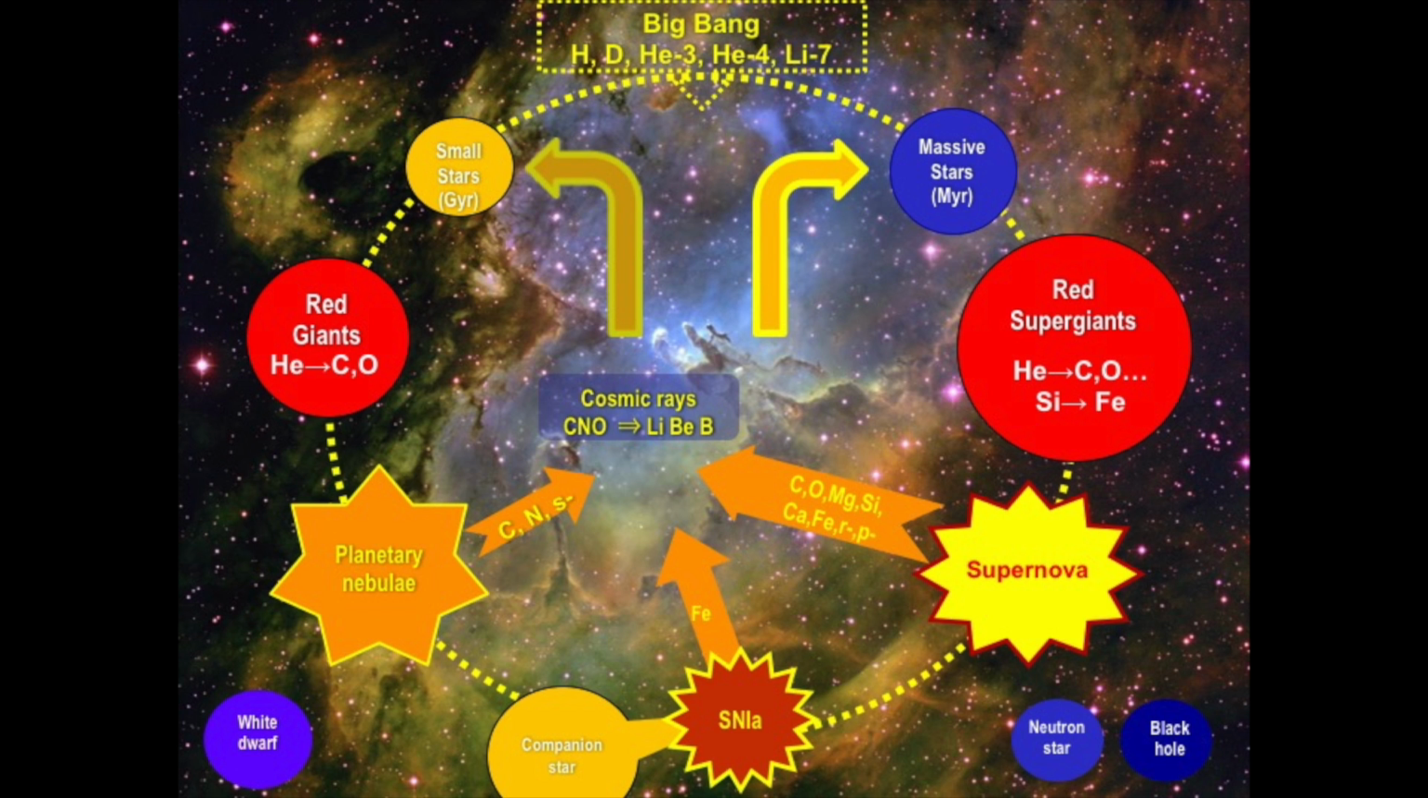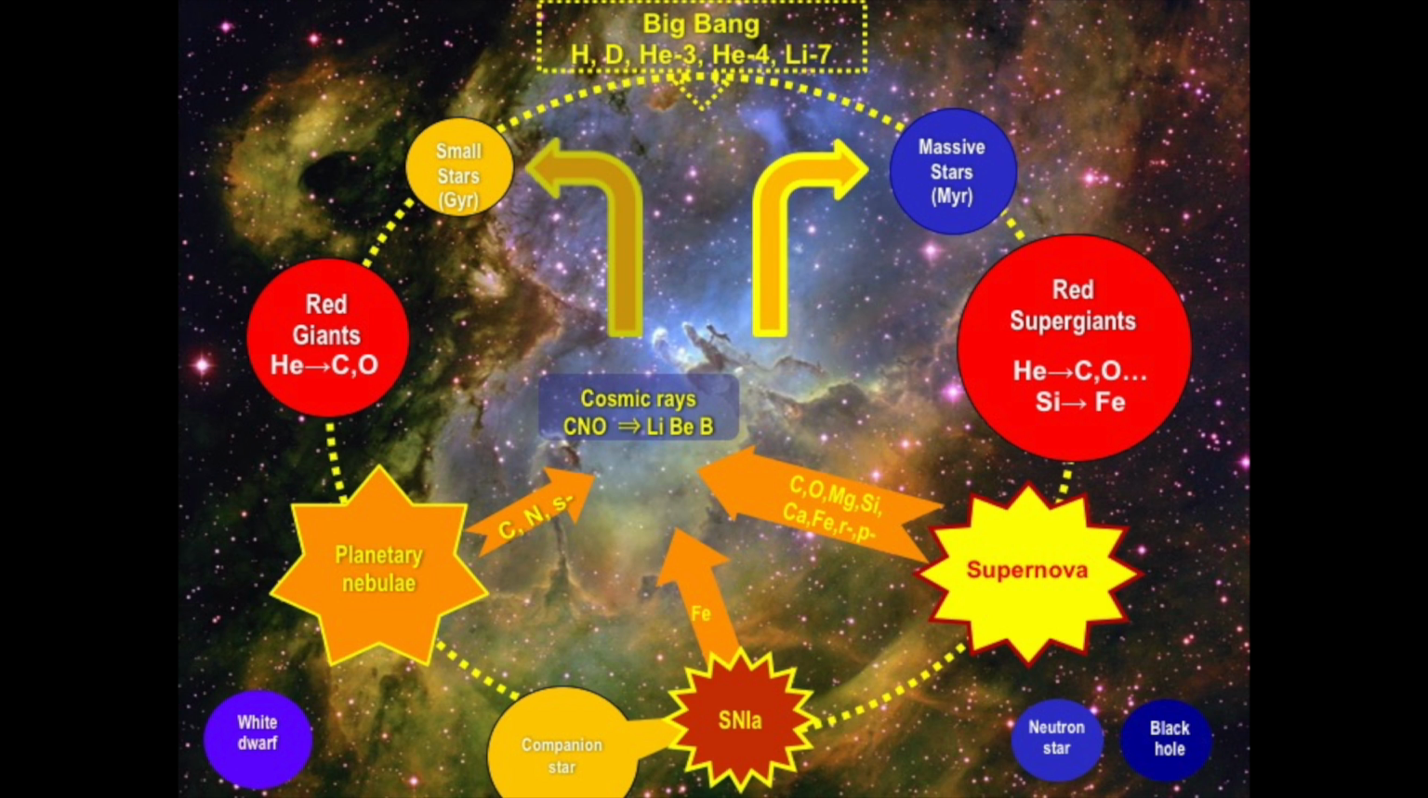Small stars end up as planetary nebulae, and they eject their envelope, including some carbon and nitrogen, but it is mostly the massive stars that explode as supernova, and they eject whatever they have cooked in their interiors in the interstellar medium. In the end, they leave behind either white dwarfs or neutron stars and black holes for the massive stars.